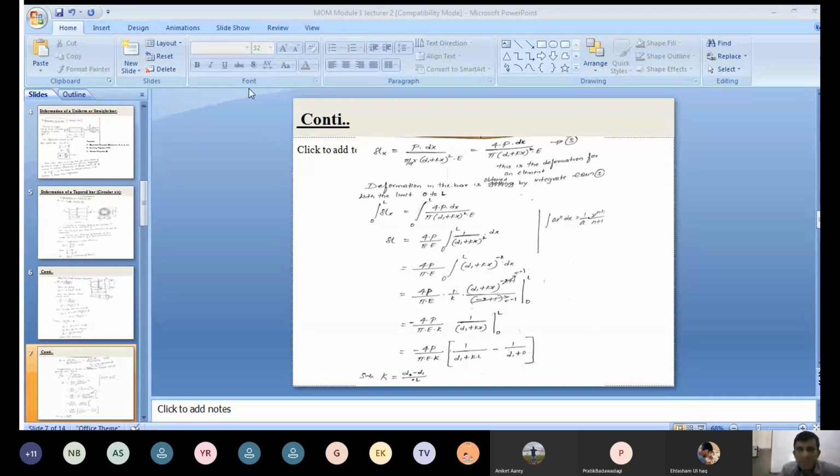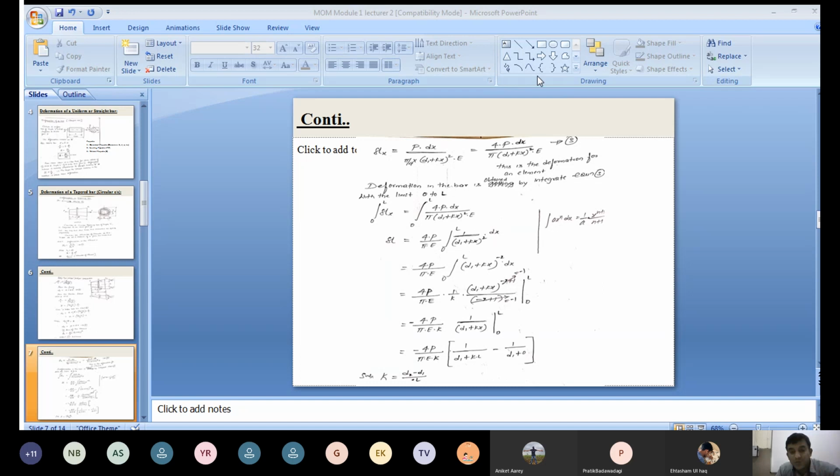The deformation of the small element is P into the length of the element dx. What is the cross-sectional area here? Pi by 4 (d1 plus kx) whole square, and metal property E. Now send this 4 to the numerator. Now this is the equation you get: 4 times P into dx divided by pi into (d1 plus kx) whole square into E. Call it equation number 3.